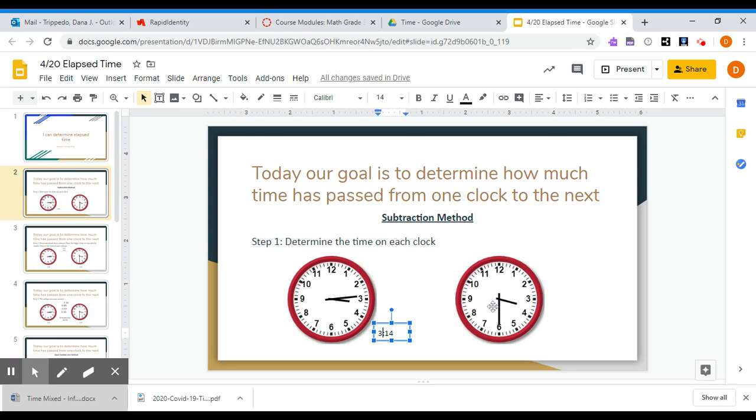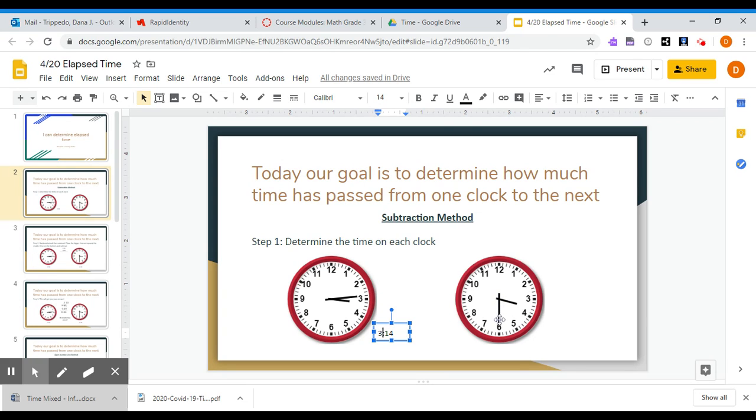Now we need to determine the time on the second clock, so we're going to go through the same steps. We're going to first look at the long hand, the minute hand, because remember that gives us a big clue as to what hour we are in. It just helps us determine how far we are into the hour and how close that hour hand is going to be to the next hour.